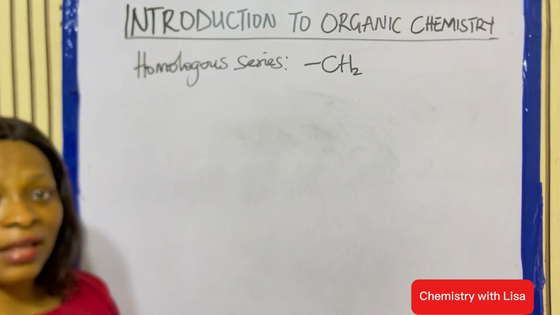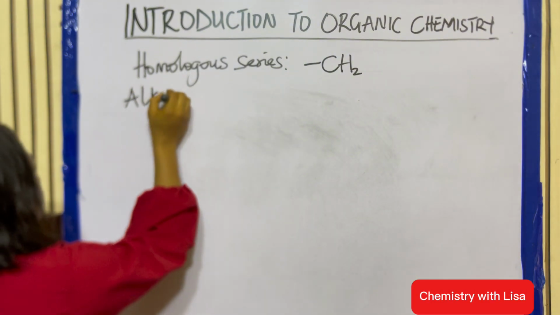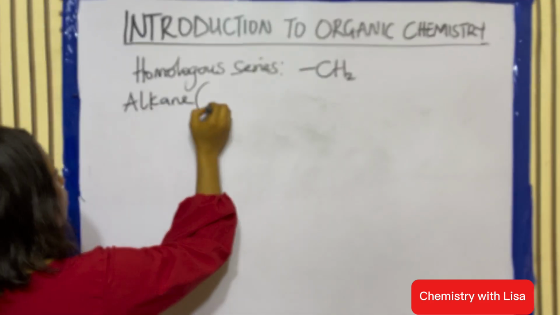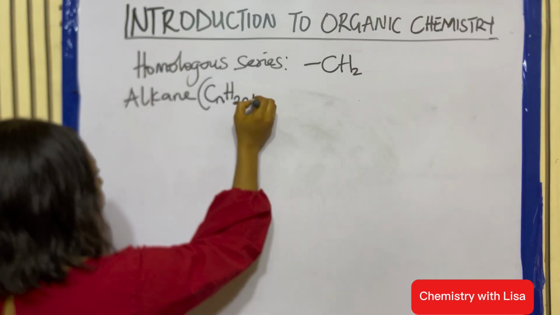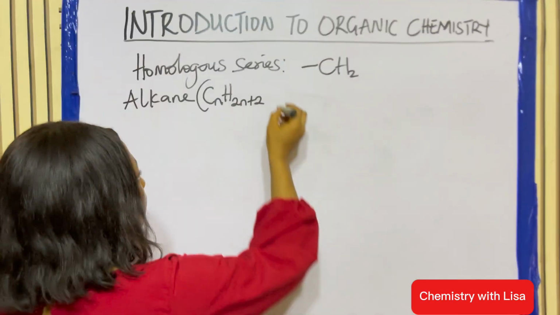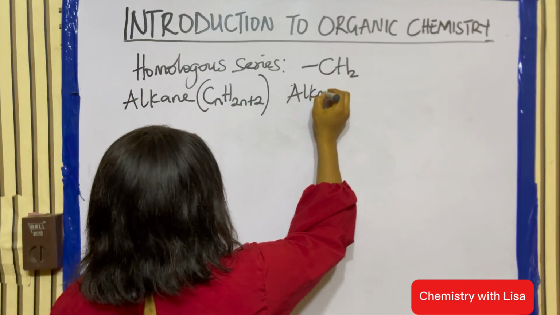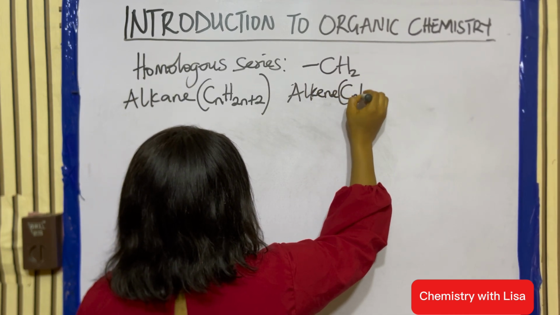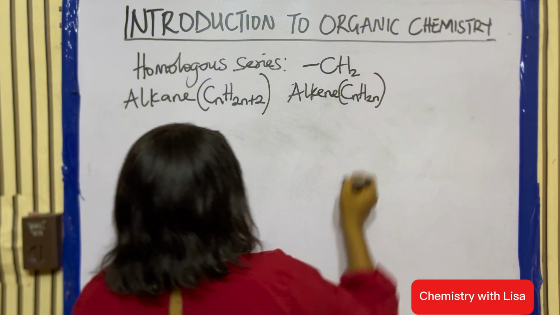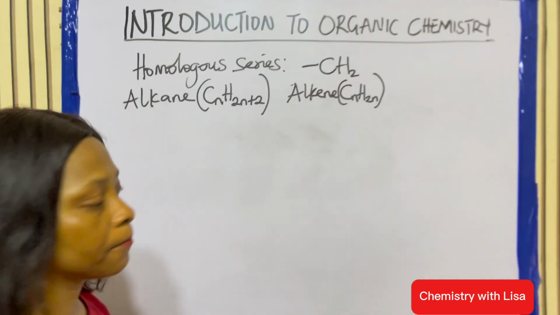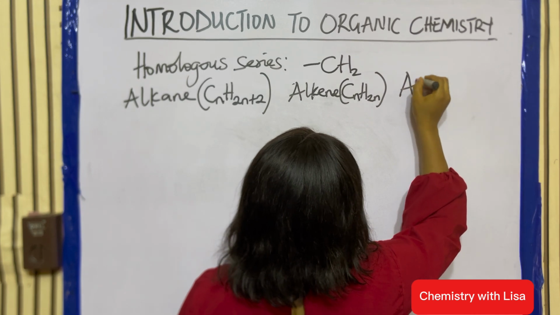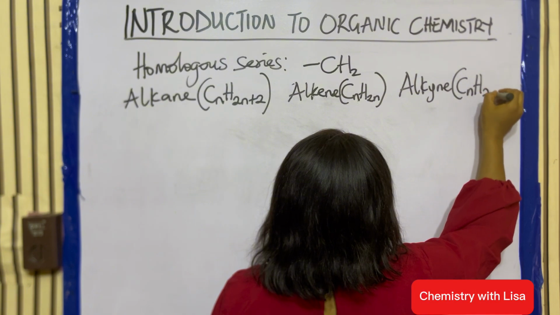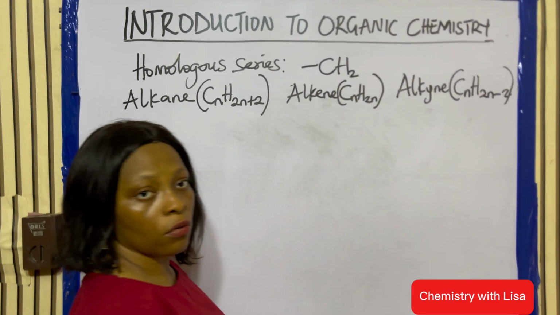So that means, to say alkane, in the family of alkane, their formula is CnH2n+2. This is the family of alkane. Then in the family of alkene, their formula is CnH2n. This is the family of alkene. Then in the family of alkyne, it will be CnH2n-2. So this is the family of alkyne.